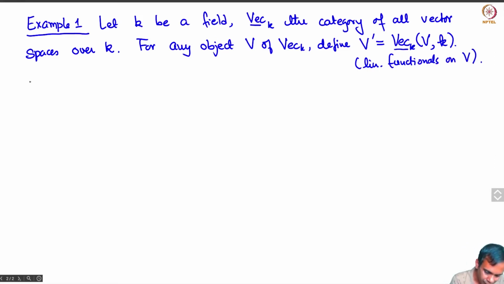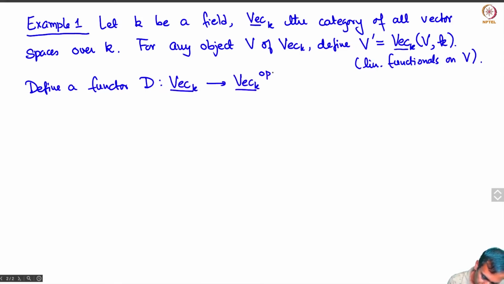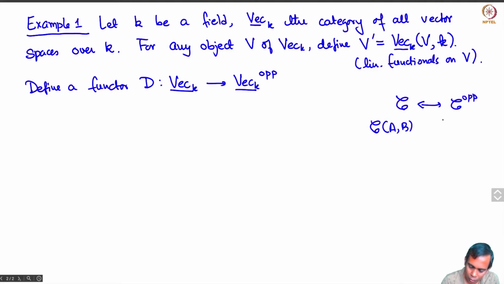Now I'll define a functor which I'll denote D from Vec K to Vec K op. Let me remind you, if you have a category C, you also have a category C op associated to it, which is called the opposite category. Its objects are the same as the objects of C, but the morphisms are reversed. So the arrows from B to A in the opposite category are by definition the arrows from A to B in the original category. And composition is also reversed. So f circle g in C is g circle f in C op.